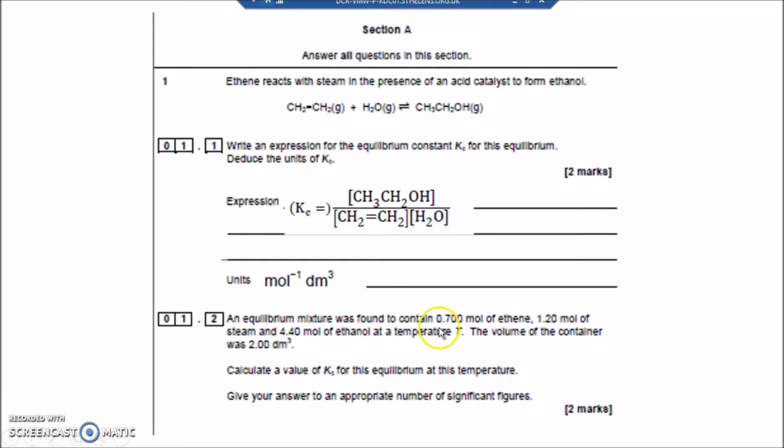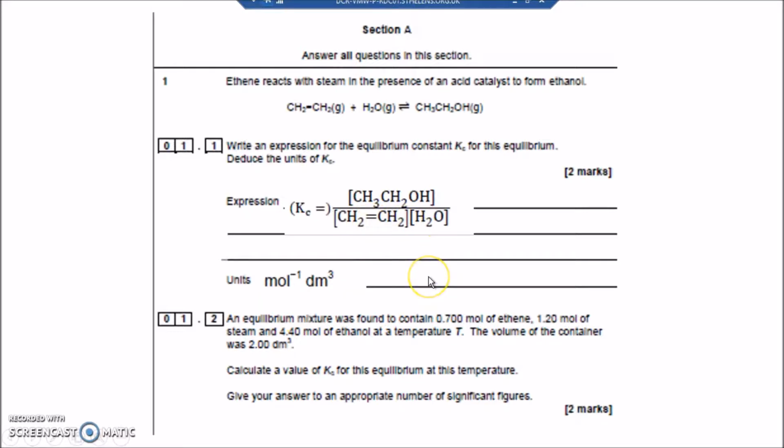The equilibrium mixture is found to contain numbers of moles of ethene, moles of steam and moles of ethanol, and you're given a volume. Why would you be given moles and a volume of a container that they're all in? The only reason is to work out concentration. Concentration is moles divided by volume. So the concentration of ethene is 0.7 divided by 2. It's already in decimeter cubed, that's fine. Concentration of steam is 1.20 divided by 2. And concentration of ethanol is 4.4 divided by 2.